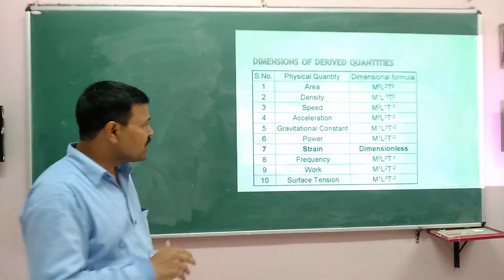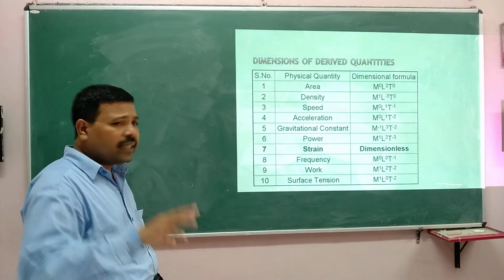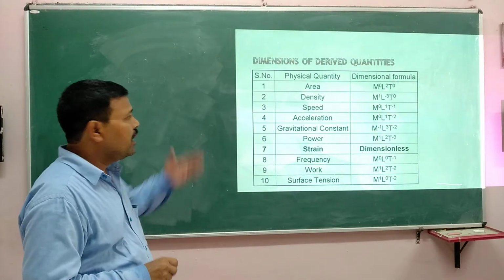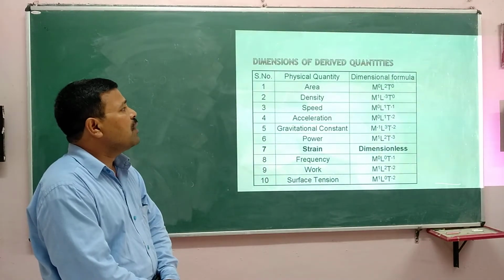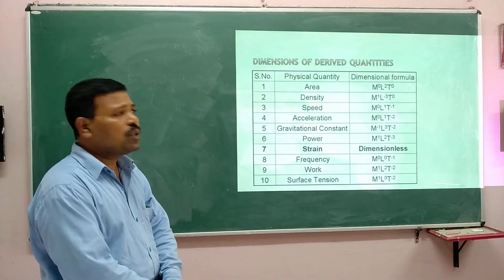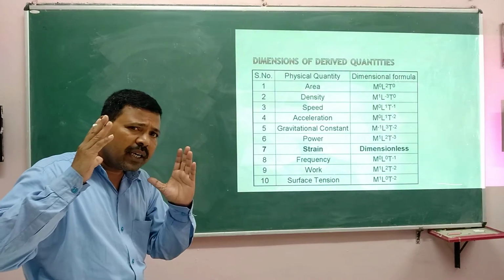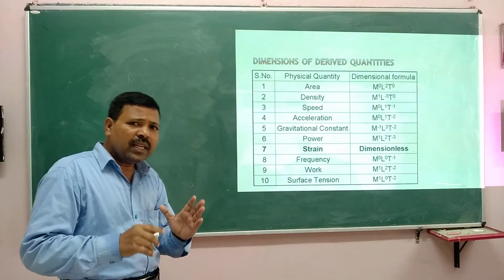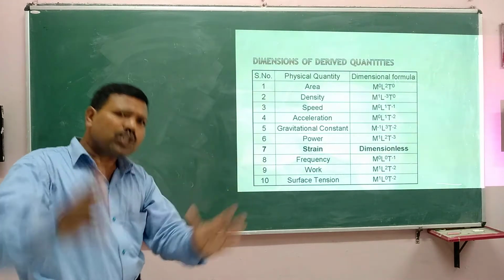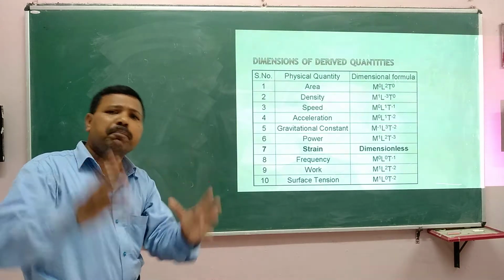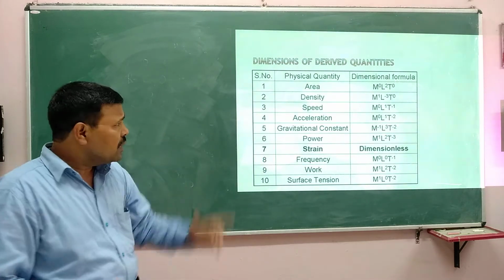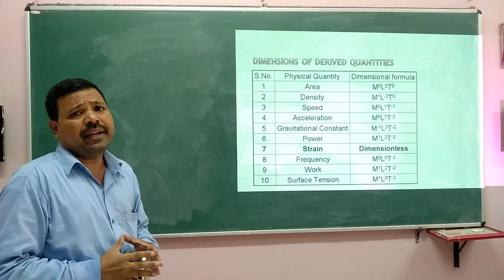Okay, now let us try to understand the dimensional formula of derived quantities. Area, its dimensional formula is M raised to 0, L raised to 2, T raised to 0. How? Usually, dimensions are expressed in terms of length, mass, time, because most of the derived quantities depend on length, mass, time. Now let us try to derive the dimensional formula of area.